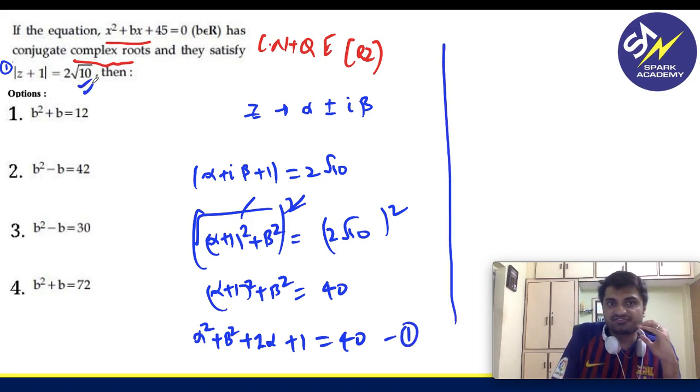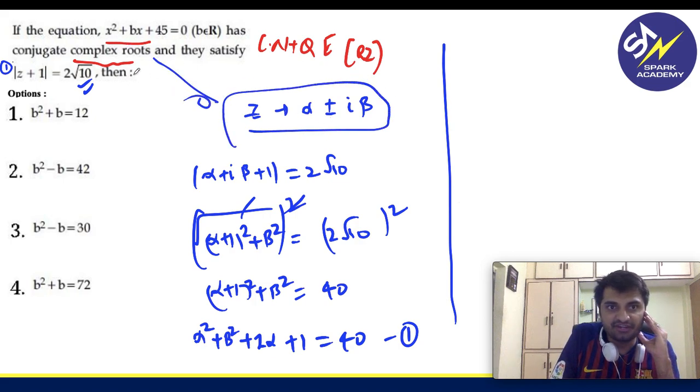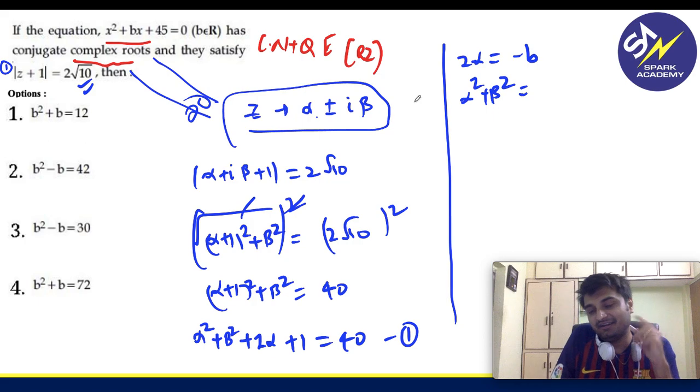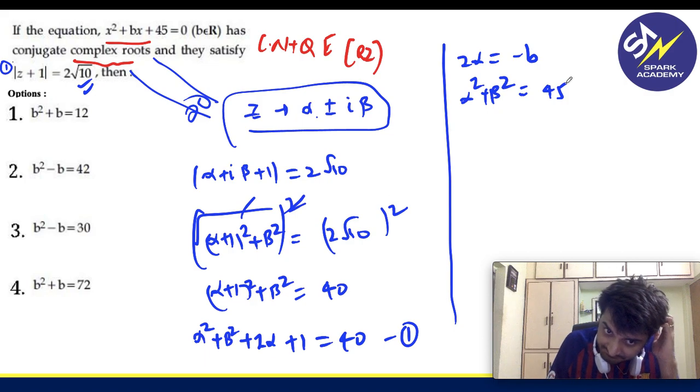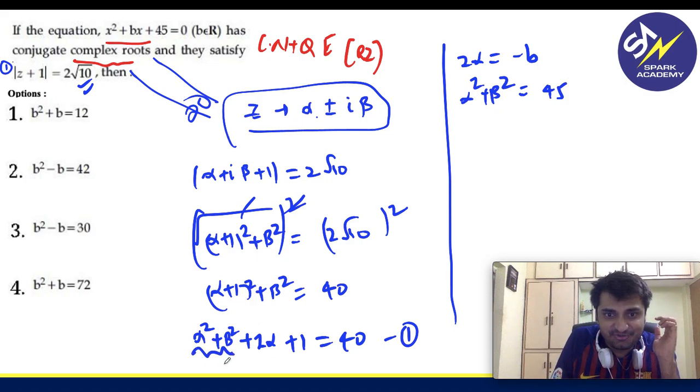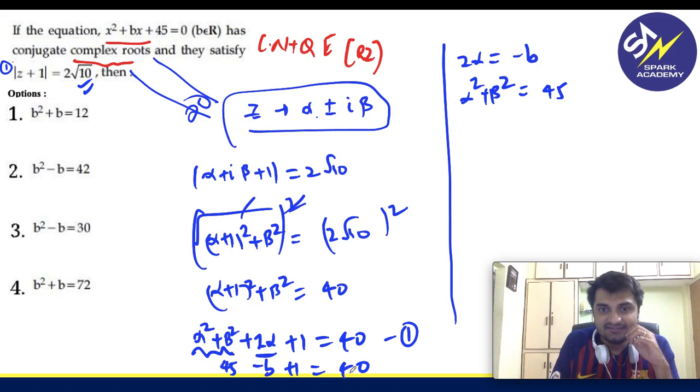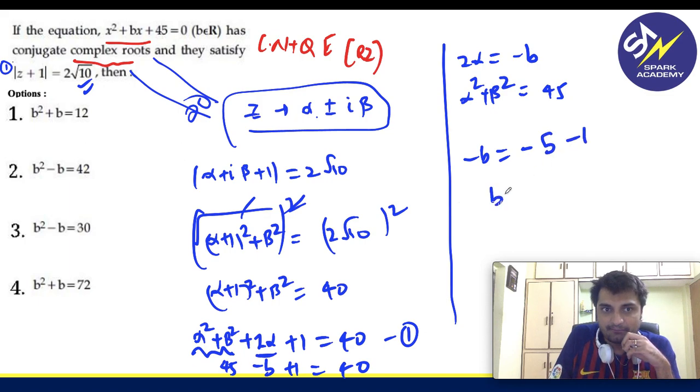Keep this aside: alpha square plus beta square plus 2 alpha plus 1 equal to 40. First equation using this I have found out. What about this? If these two are the roots, now they said complex conjugate roots. What is the sum of the roots? 2 alpha, right? Sum of the roots is minus b by a. Product of the roots: alpha plus i beta into alpha minus i beta, that will be alpha square plus beta square. That is c by a. Now look at this. In this, 45. 2 alpha is minus b, plus 1 equal to 40, guys. Right? So what will you get? Minus b equal to minus 5 minus 1. B value 6, guys.